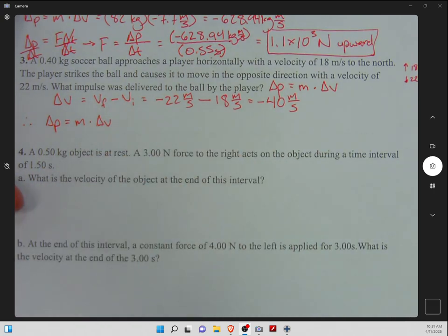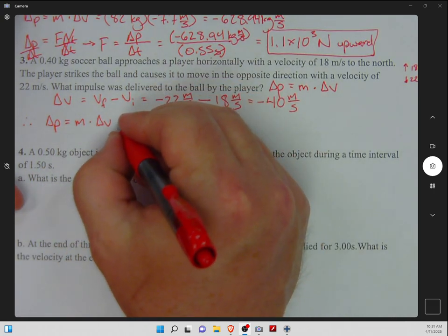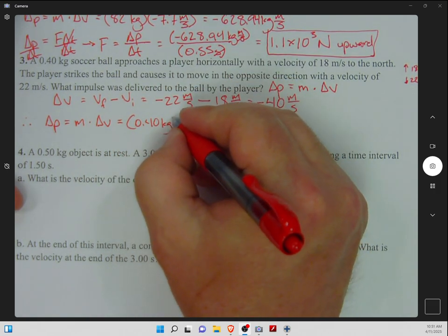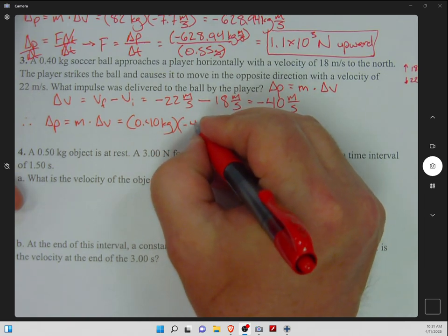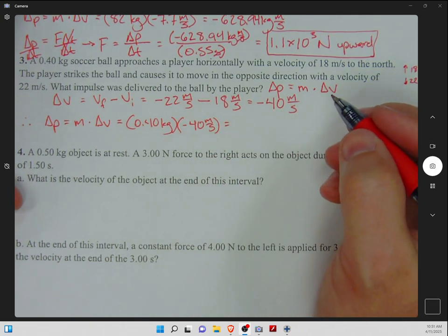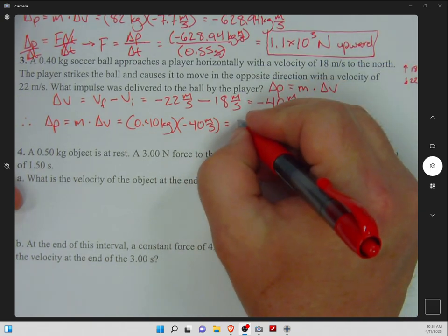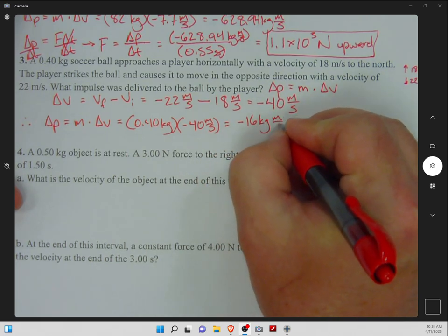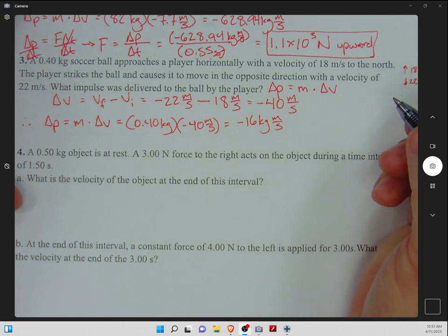Therefore, you get my impulse equation. 0.40 kilograms multiplied by negative 40 meters per second. It's going to give me an impulse or change in momentum of negative 16 kilograms meters per second.